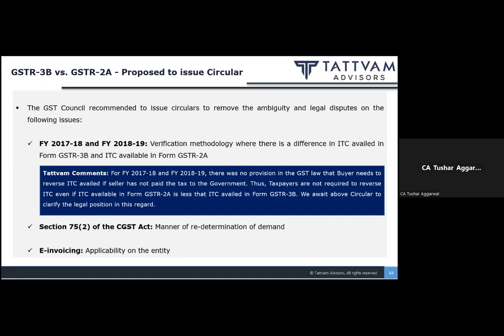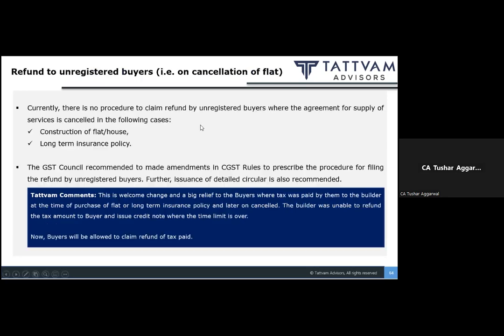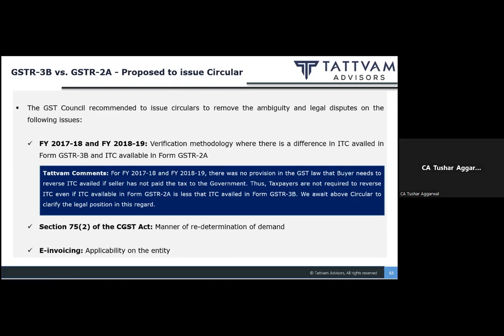We will wait for the circular to come, but it seems to be a very welcome amendment, and it seems they will come out with various situations in which ITC is required to be reversed or not required to be reversed. But legally speaking, friends, for 17-18, 18-19, 19-20, 20-21, no ITC is required to be reversed. It is only from 1st January 2022 that Section 16 has been amended, wherein this condition of 2A, 2B has been imposed. Prior to that, there was a complete lacuna in the law, the way the law was drafted for the period 17-18 to 20-21. Very, very good case to argue that no reversal is required on account of 2A, 3B mismatch.